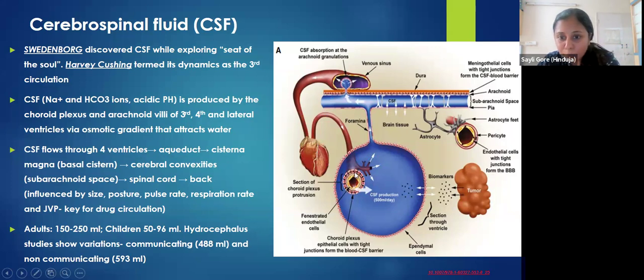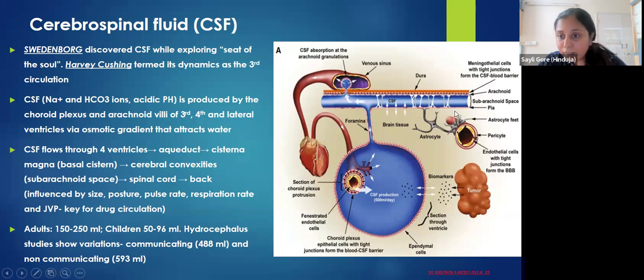I hope you can see the mouse where I'm circling. There is a choroid plexus that is connected to the blood artery, and the CSF is produced from the blood components, but the entire blood is not entering. It is getting filtered, and only the sodium and the bicarbonate ion and the water is getting attracted, and the CSF is produced in the choroid plexus.